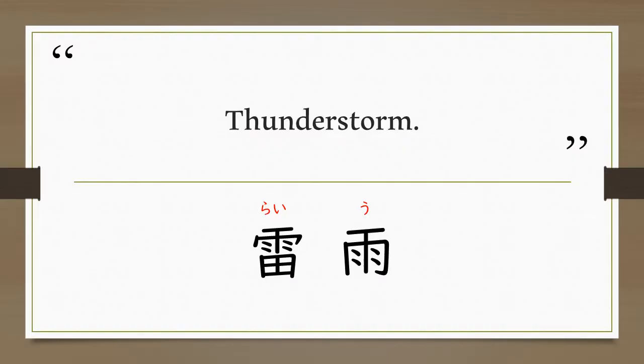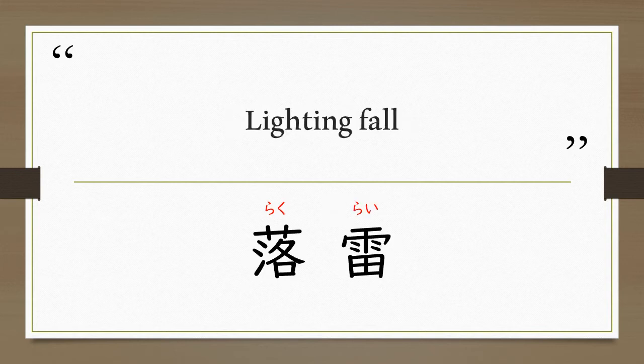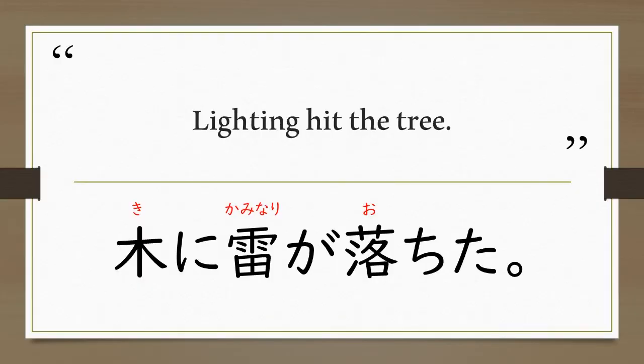Thunderstorm is 雷雨. When you have two kanjis together, most likely on reading, 雷雨. Lightning fall is 落雷. Lightning hit the tree. In English, it's hit, but a Japanese translation is dropped. 落ちた。木に雷が落ちた。If the kanji itself, most likely kun reading.